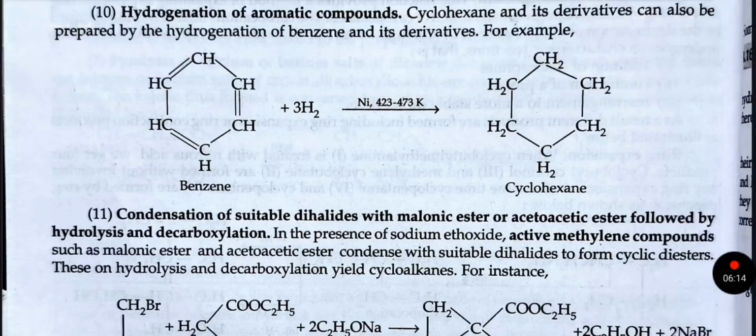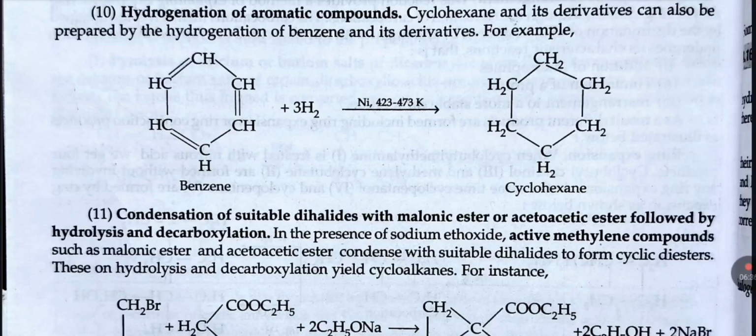10th, hydrogenation of aromatic compounds. Cyclohexane and its derivatives can also be prepared by the hydrogenation of benzene and its derivatives. For example, benzene plus 3H2 in the presence of nickel at 423 to 473 Kelvin temperature will give cyclohexane.